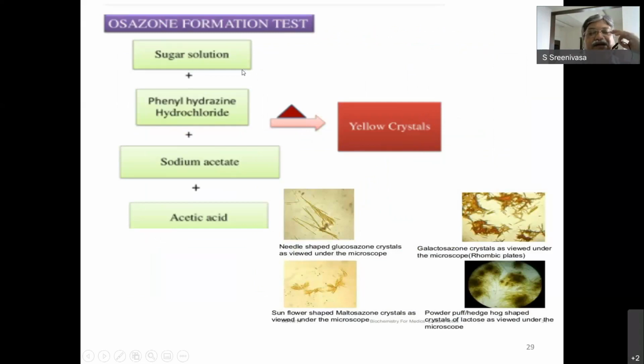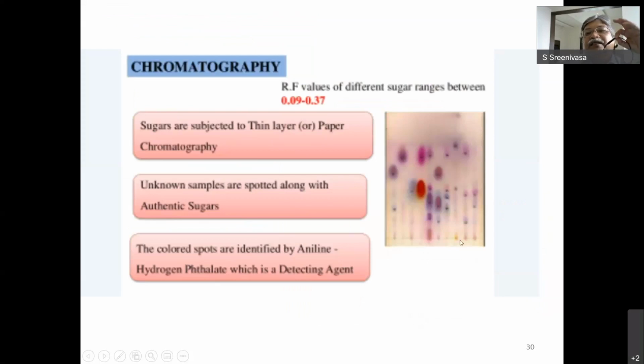And osazone formation: sugars form osazones with phenylhydrazine. When treated with phenylhydrazine, they will form phenylosazone. You can prepare these phenylosazones for different sugars. Needle-shaped crystals are for glucose. Galactose shows this type of crystals. Hedgehog-shaped crystals are for lactose, and sunflower-shaped for maltose. By looking at the nature of the osazone formed under the microscope, we can say what that sugar is. You can even do this experiment.